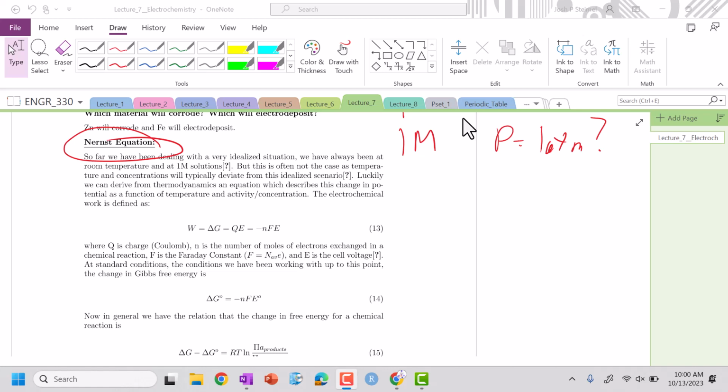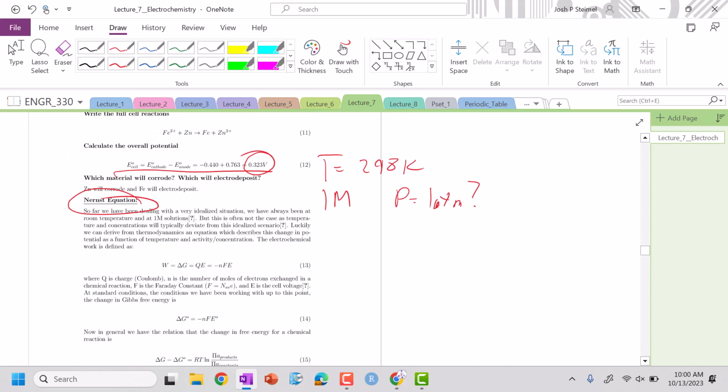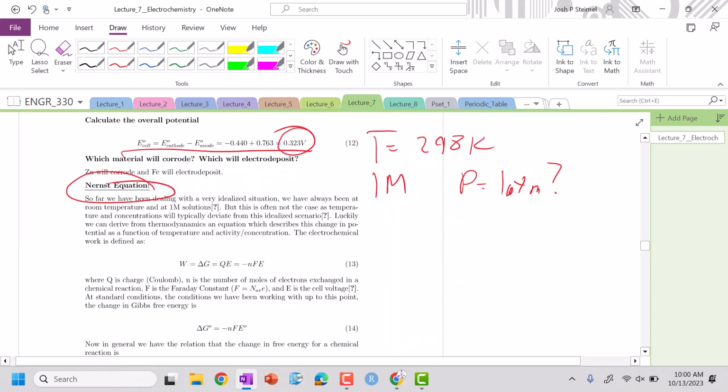So when we're not at standard conditions, meaning when our temperature is not 298 K, when we're not at a pressure of 1 atm, or when we're not in a 1 molar solution of our ions, we're going to have to invoke the Nernst equation. So we're going to have to look at and analyze this from a thermodynamic perspective.